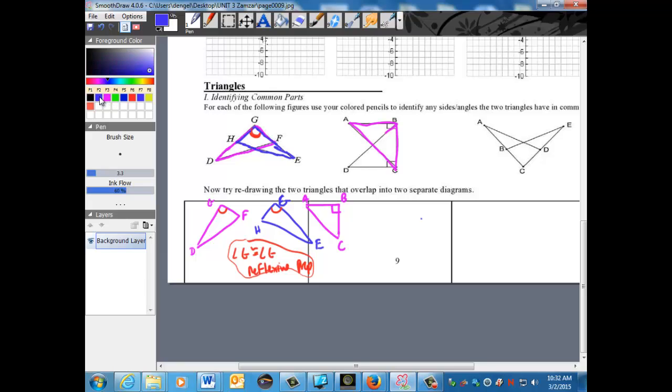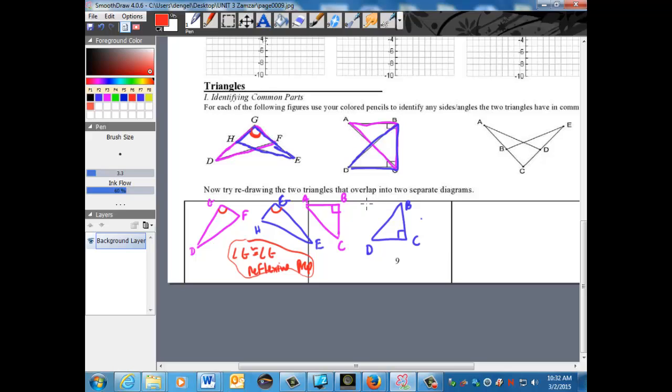Alright, next, let's go to blue. We're going to highlight the other triangle. And so let's redraw this triangle. And we have point D, we have point B, and we have point C. Alright, and next, we want to look again and see if they share angles or they share sides.